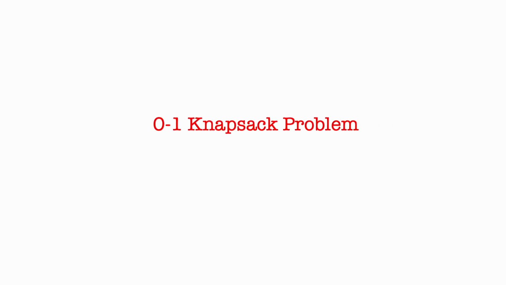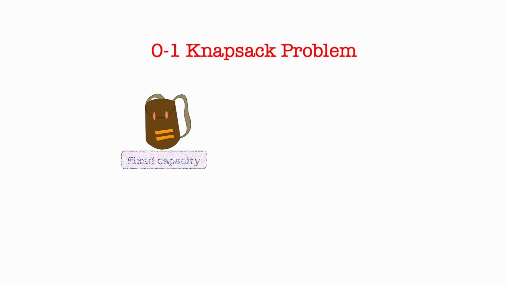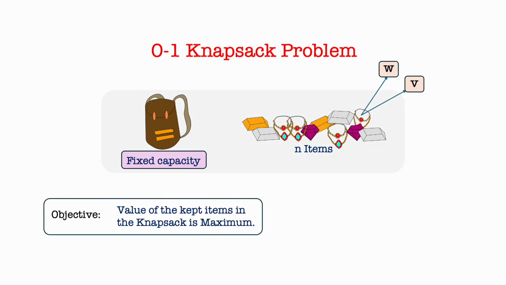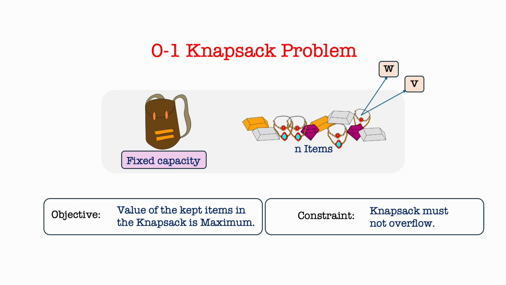In the last video, we explained the zero-one knapsack problem. Let's quickly recap. In this problem, we have a knapsack with a fixed capacity and we have n items, each with a weight and a value. The goal is to select items so that the total value is maximized, but the sum of the weights doesn't exceed the capacity of the knapsack.